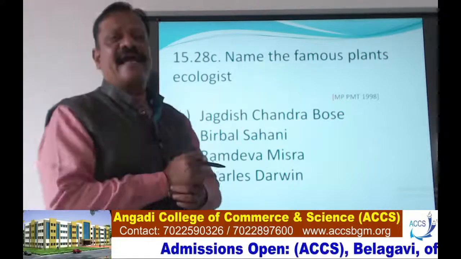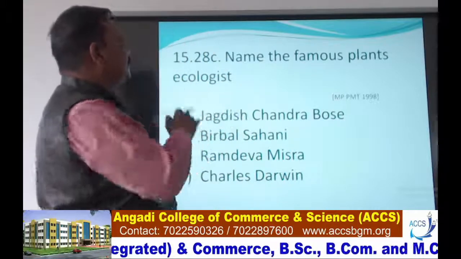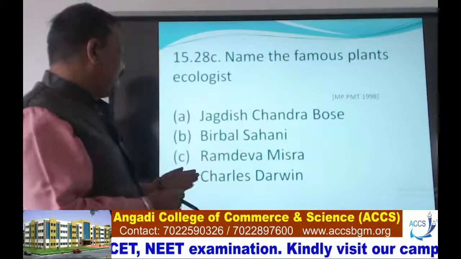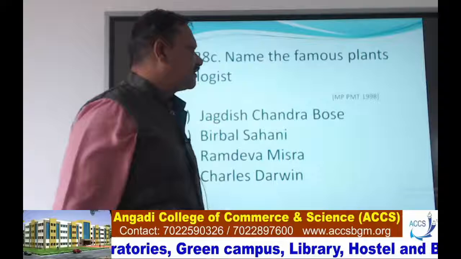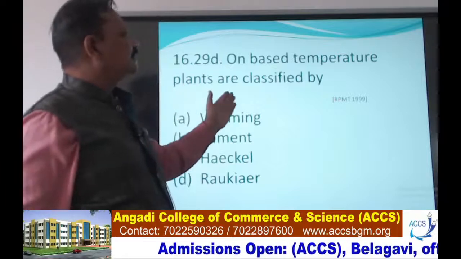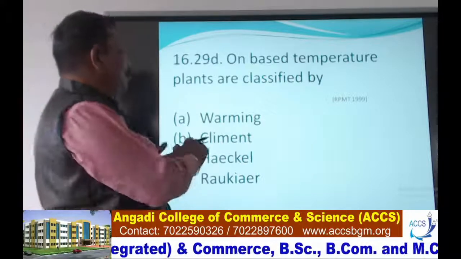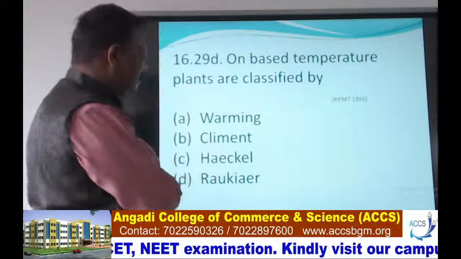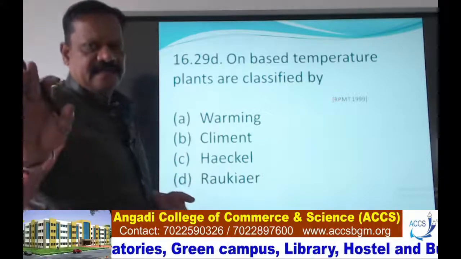Name the famous plant ecologist. Options: Jagadish Chandra Bose, Birbal Sahni, Ramdeo Misra, Charles Darwin. Here the right answer is option C, Ramdeo Misra. Next one. Based on temperature, plants are classified by. Options: Warming, climate, Haeckel, Raunkiaer. So here option B, Raunkiaer, is the right one. Next.